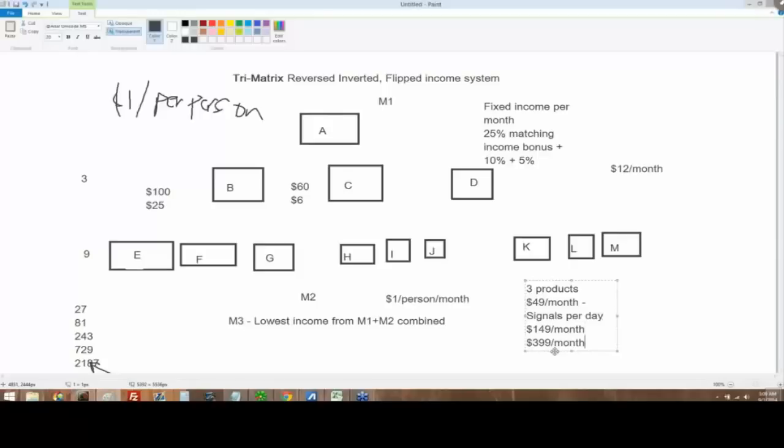With 149, you get more. Then with 399, you get more. And then depending on which level you are on, as an affiliate, you also earn a very significant amount of income. Okay, it's a totally different amount of income based on which level you're on.